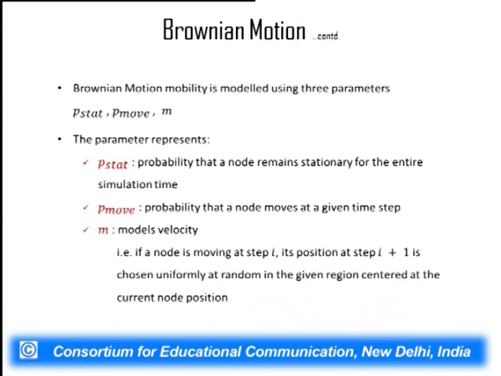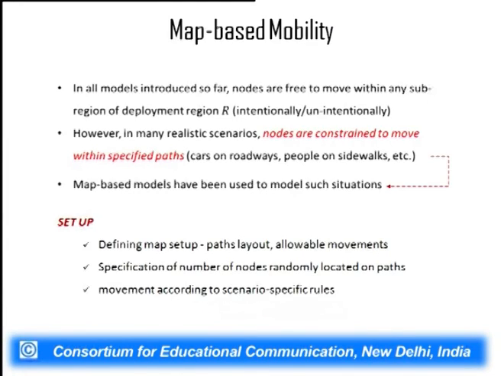And since our node is now moving, we are also interested to know the rate, the speed of its movement. Somewhat, it models the velocity. So if a node is moving at step i, its position at step i plus 1 is chosen uniformly at random according to the probability that is built up. So this model is completely probabilistic.